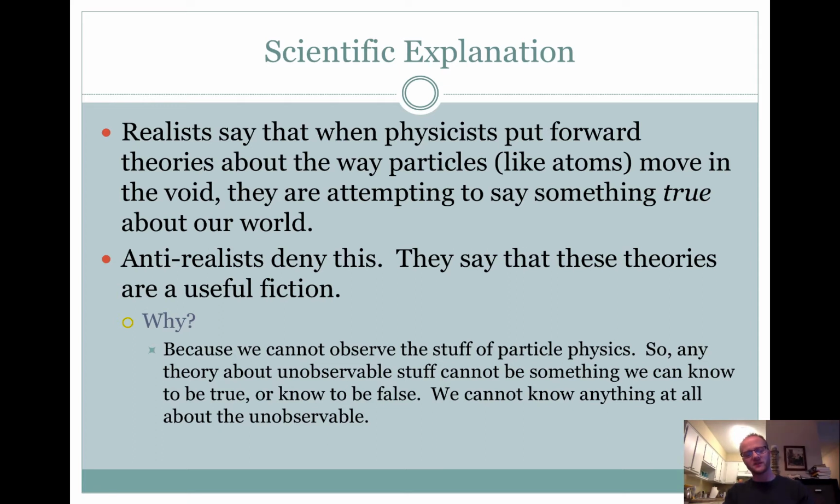And the reason why is because we, at least according to them, and we'll see if they're right about this, can't, allegedly, observe the stuff of particle physics. All right? So anything that we say about the quantum level, since it's unobservable, we can't know whether those claims we're making are true or false, because we can't observe them. And so we can't know anything at all about the unobservable. That's what they think.